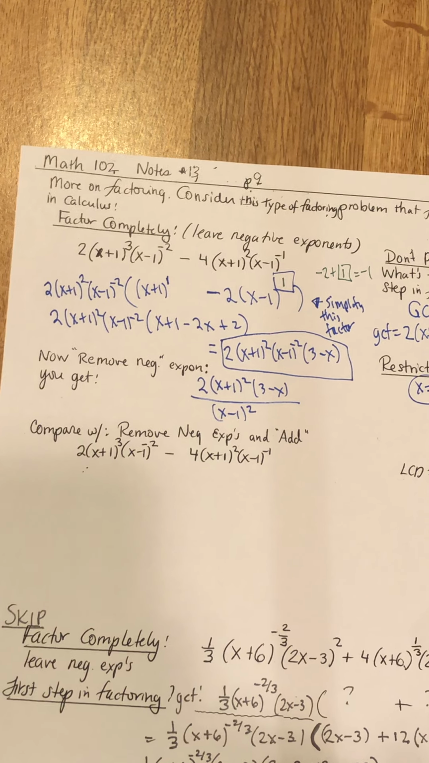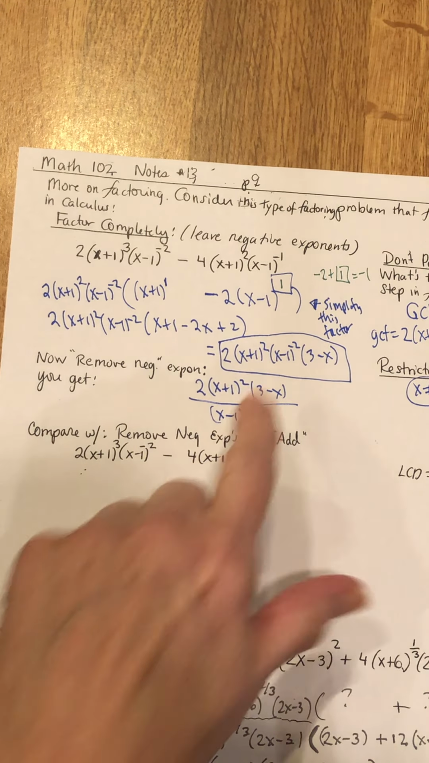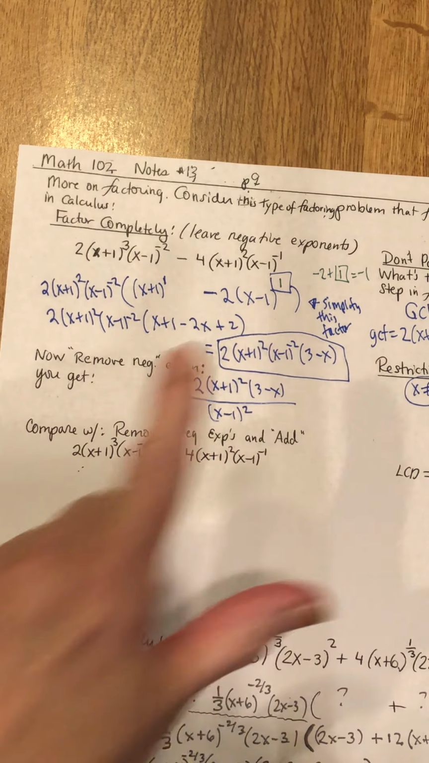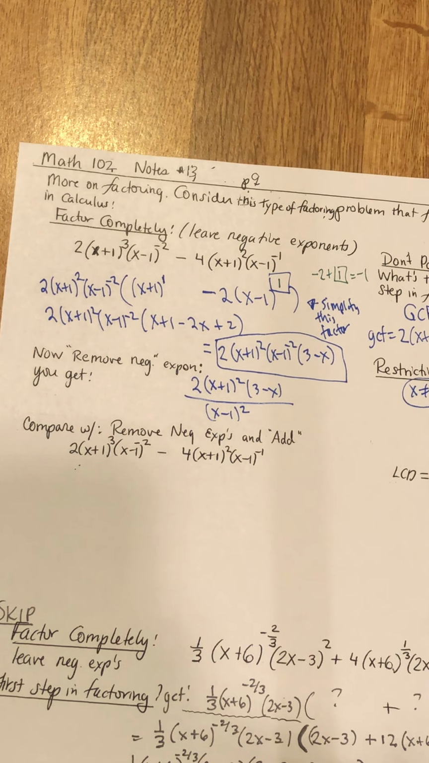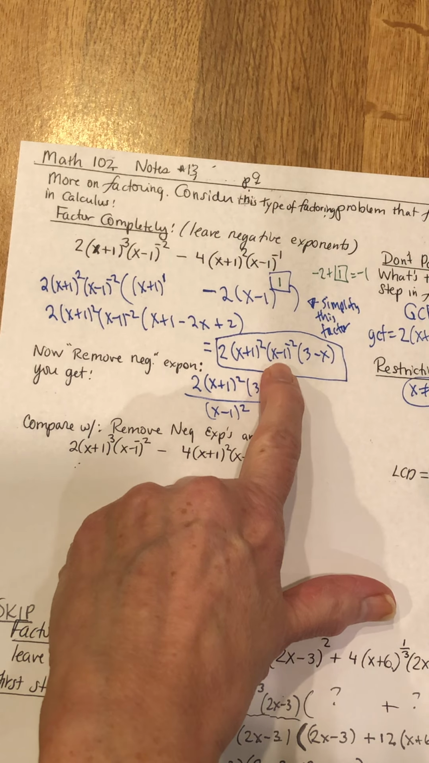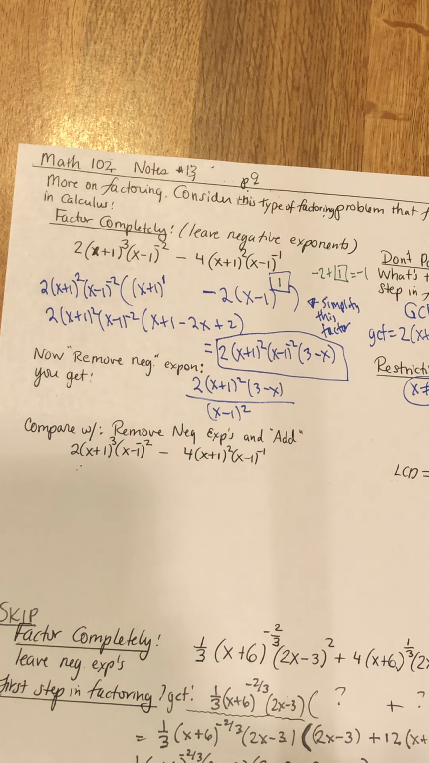Okay? Now, on a test, I would just ask you to leave it this way. All right? But I might be sneaky and ask you for restrictions. So you just kind of visualize that. Oh, that factor is really in the denominator, so don't let x be 1. Now I want to show you some connections here.